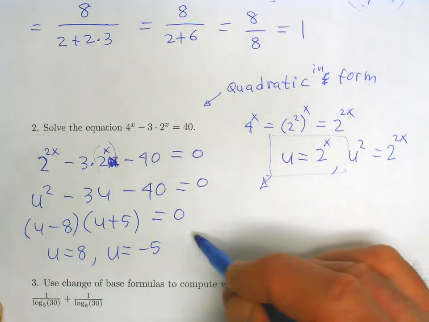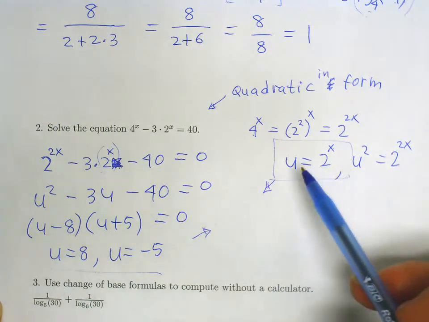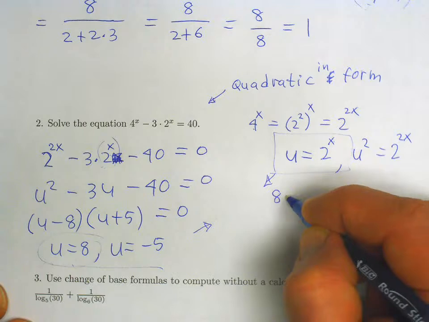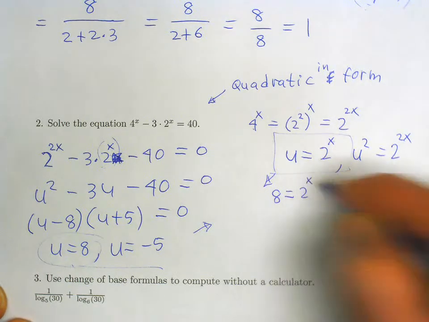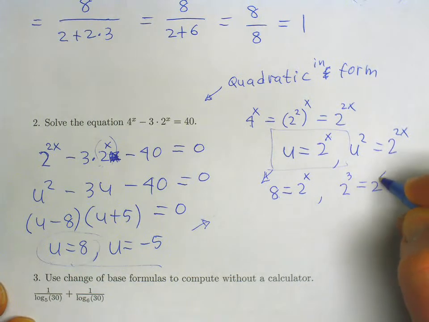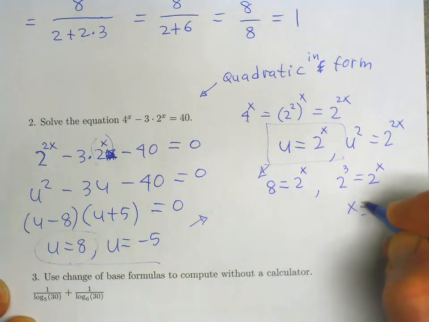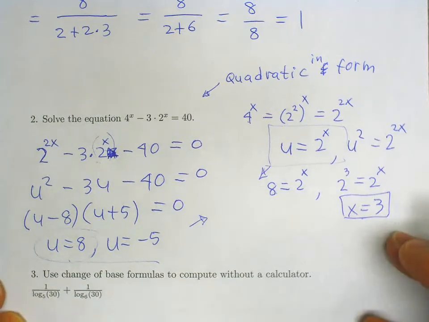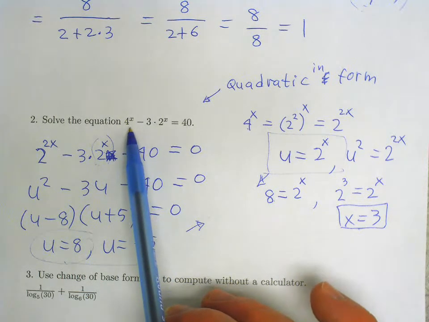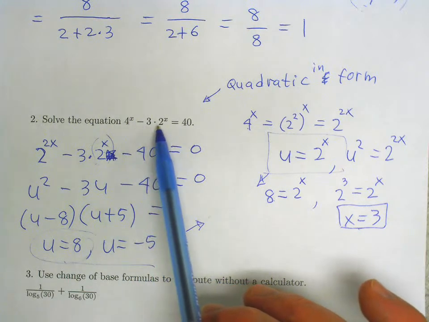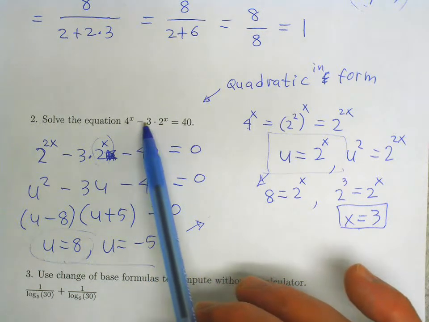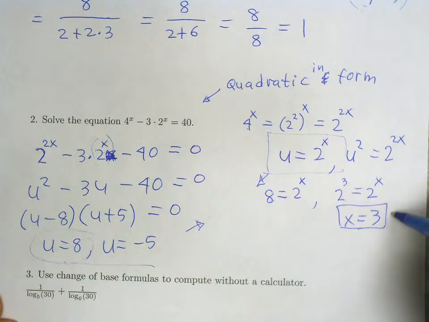So now we put these 2 bits of information together. We found that u is equal to 8, so if we replace u with 8, in other words, 8 is equal to 2 to the x, and 8 is 2 to the third. If 2 to the third equals 2 to the x, then x equals 3 is a solution. You can verify that x equals 3 is a solution. In the original, 4 to the third is 64. 2 to the third is 8, so 3 times 8 is 24. And 64 minus 24 equals 40, so that checks out.